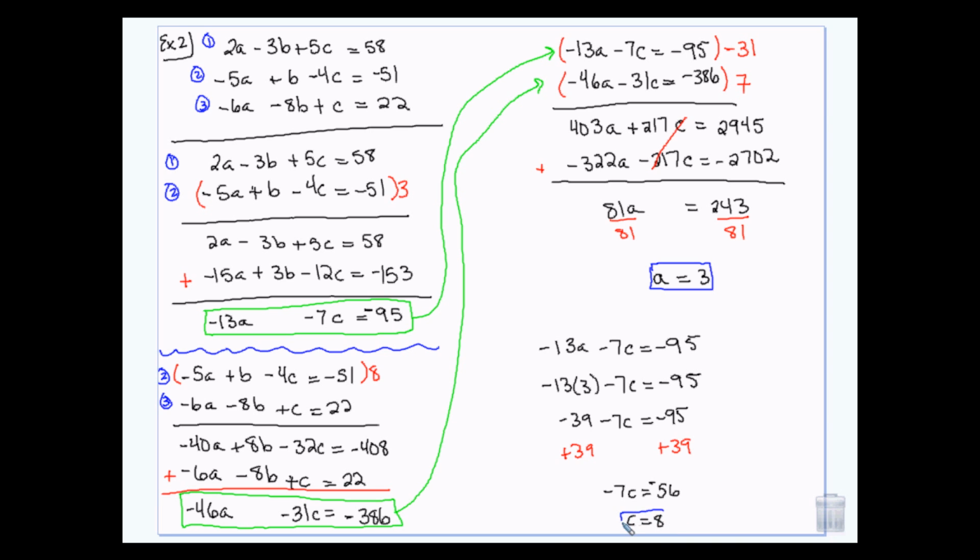So now I have a and c. I don't know if it'll fit, but I need b. So I have to go back to one of my very original equations up here, 1, 2, and 3. And I'm just going to pick 1 because, again, it's smaller.